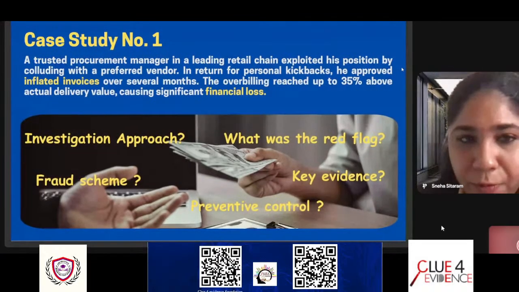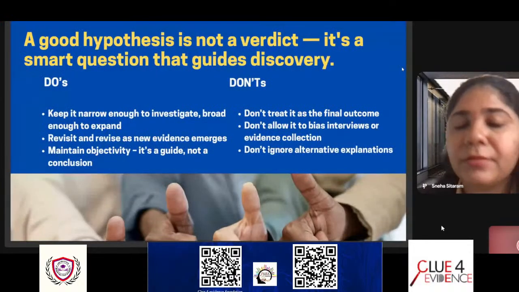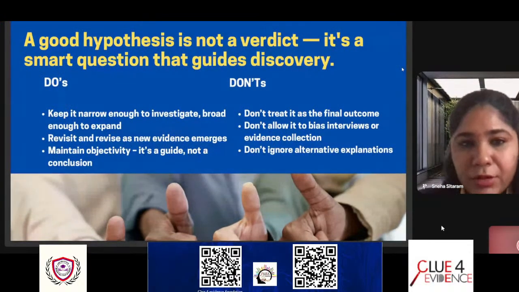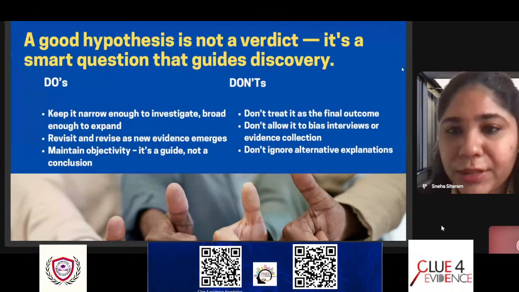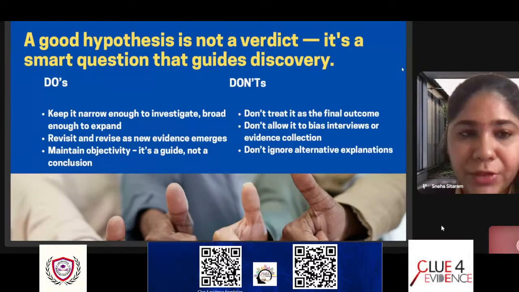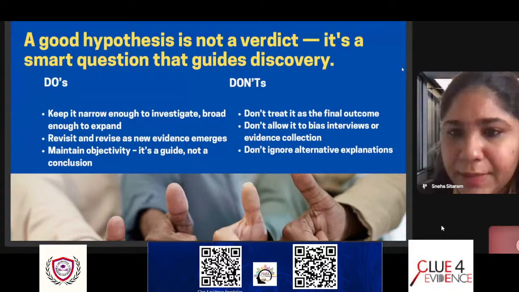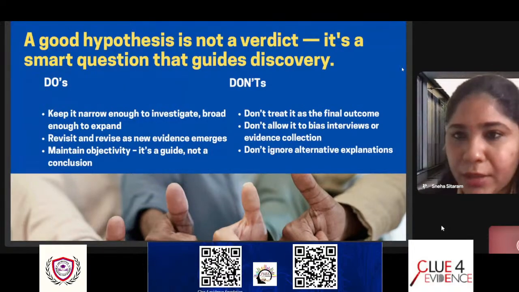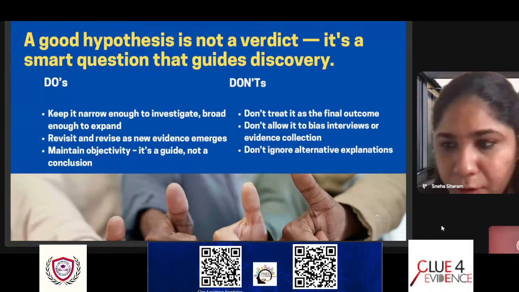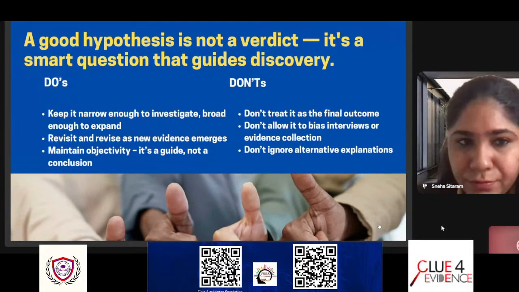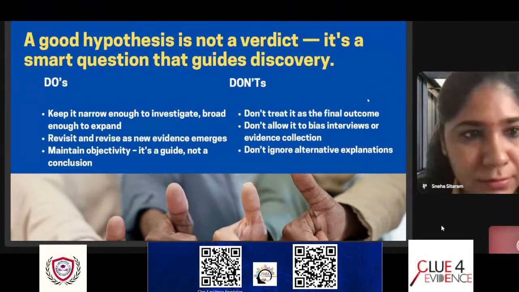Yeah, I hope this is clear. We can move to the next slide. Any other questions? This is about good hypothesis and what the do's and don'ts are when we are framing a hypothesis, or when we are getting into an investigation plan. If anyone wants to have any specific question or clarification, we can take that up. Good to go.